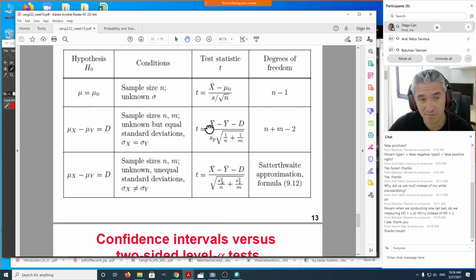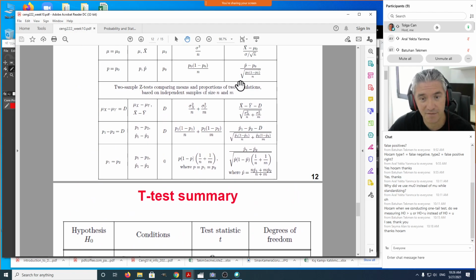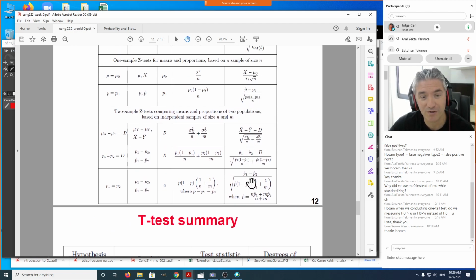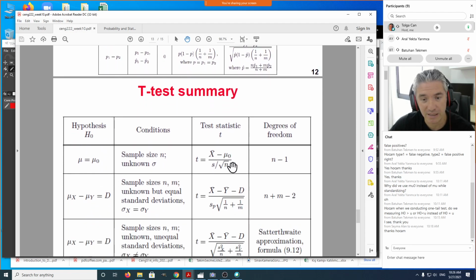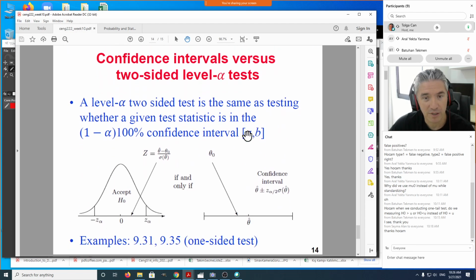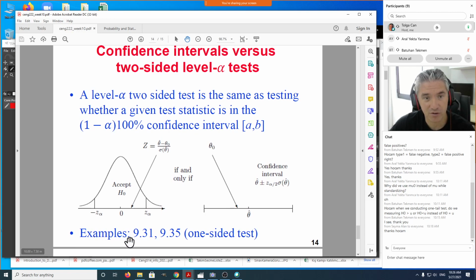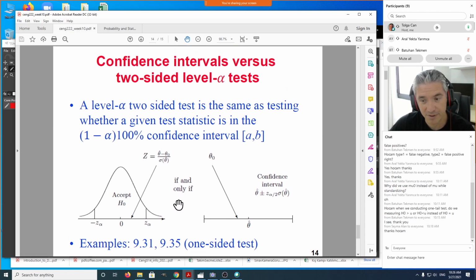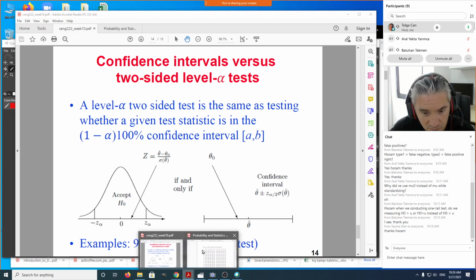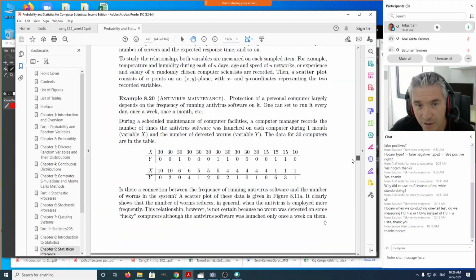So here, the z-test and t-test, everything that you need, how you're going to standardize your variables, and what you're going to compute from that, is given here. There are also some test examples here. Before we have our first break, before I continue with this slide, let's look at an example here.